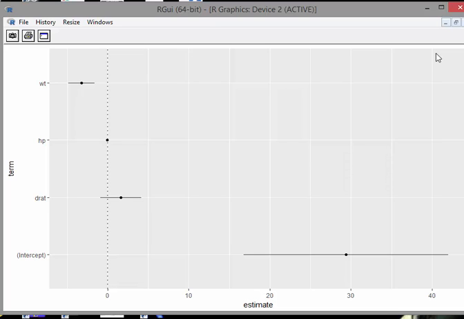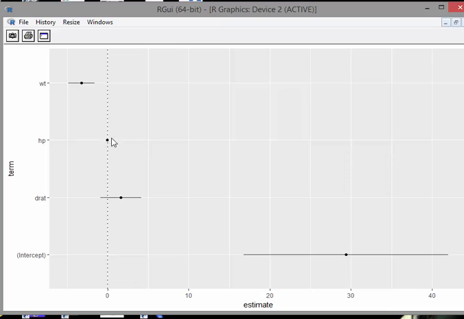Now, the dots in the middle are the coefficients, so they're the estimates. The lines on either side indicate the 95% confidence interval. For weight, let's pick it out here. The wt is the top one, with a 95% confidence interval from there to there. You notice that we have a dotted line here, that's the zero line. The key thing here is, does it cross the line? wt doesn't cross the line.